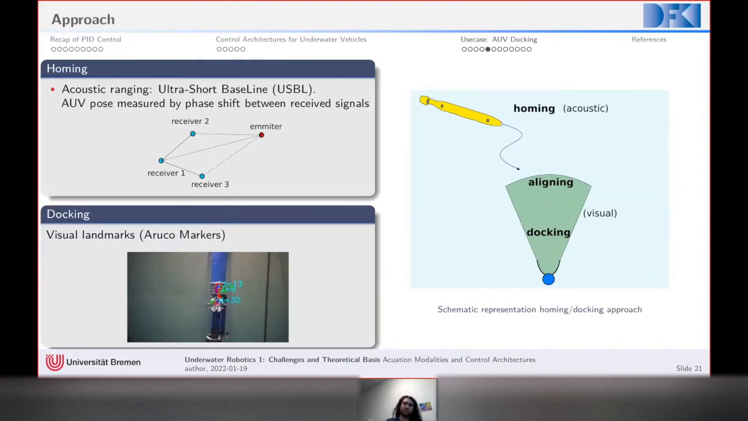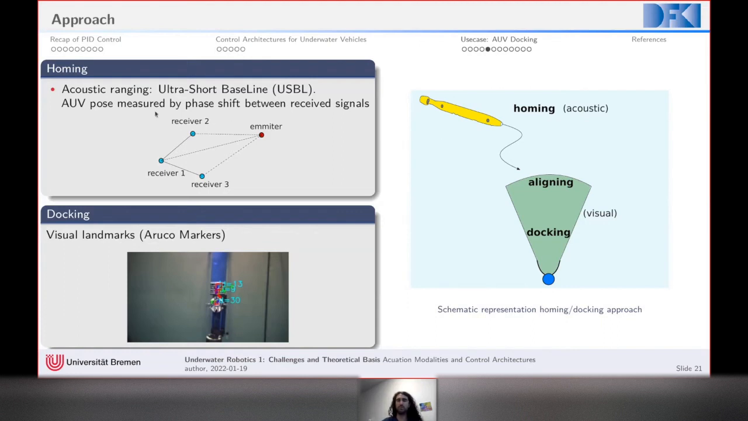To talk about docking, one of the hardest parts is actually not the control itself, but the state estimation. So we have the following approach. Docking is based on three behaviors. First of all is homing. That's when your vehicle is away from the docking station and cannot see it visually. What we rely on here is acoustics.